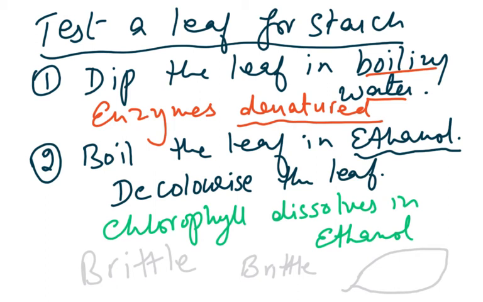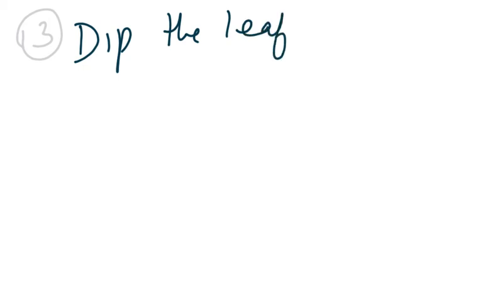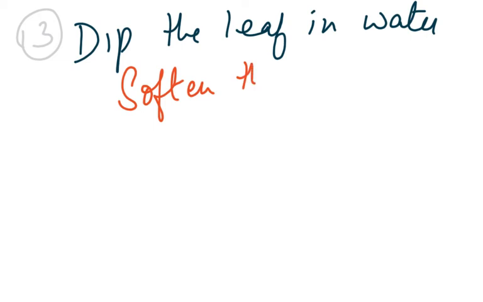So we first dipped the leaf in boiling water. We stopped all the reactions, enzymes denatured. Then we boiled the leaf in ethanol. This will, of course, remove the chlorophyll and the leaf becomes very brittle. The third step is you dip the leaf in water. Now this water is neither hot nor cold, it's just ordinary room temperature. And we do this to soften the leaf, because the reason it becomes brittle is that all the water is removed, it gets dehydrated. So it softens the leaf.